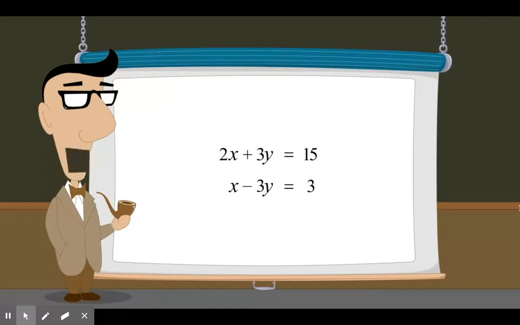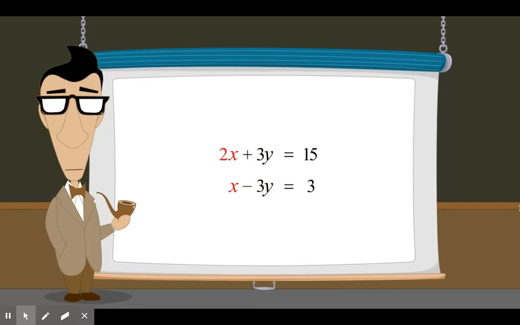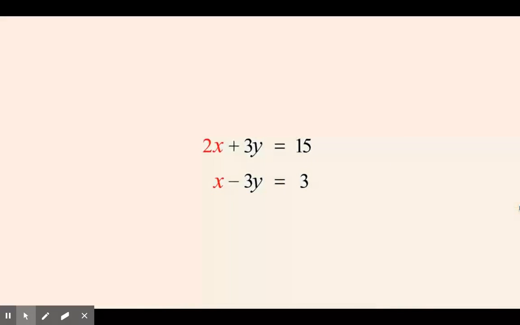Starting with this same system of equations, instead of eliminating the variable y, we could have eliminated x. Simply adding these equations will not eliminate the variable x, since the x terms don't cancel. However, we can rewrite the second equation to make the x terms cancel by multiplying both sides by negative 2.